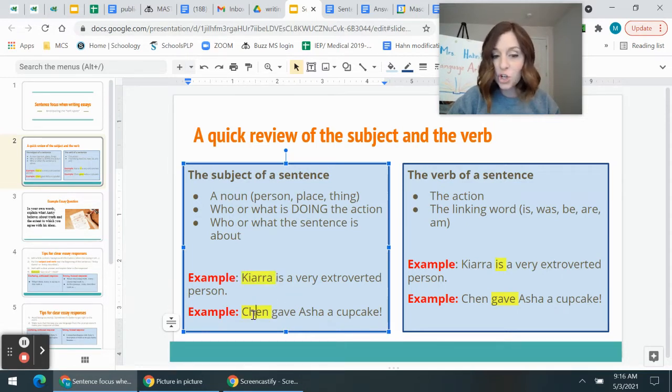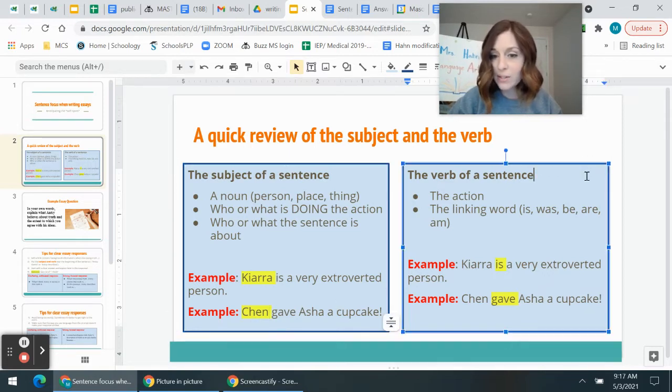The second sentence is, Chen gave Asha the cupcake. Now, Chen is the subject, but we need to ask ourselves, why is Asha or cupcake not the subject? Because there are three nouns, well, the action is gave. So since Chen is doing the action, Chen becomes the subject of the sentence.